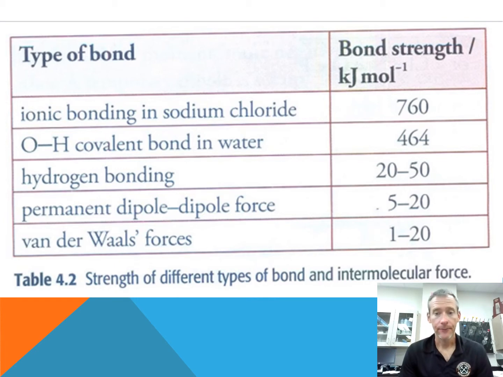All right, so you can see the bond strength. Ionic bonding, the ion-ion, is extremely high. The hydrogen bonding is next, and then the permanent dipole-dipole is second to last, and the van der Waals forces is the weakest, with a very low bond strength.